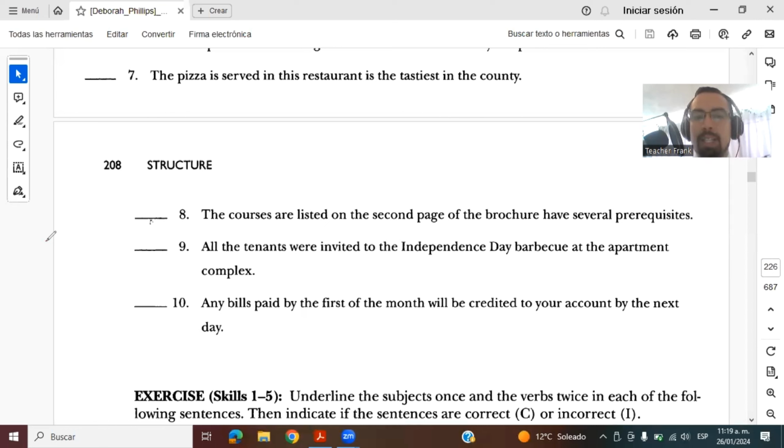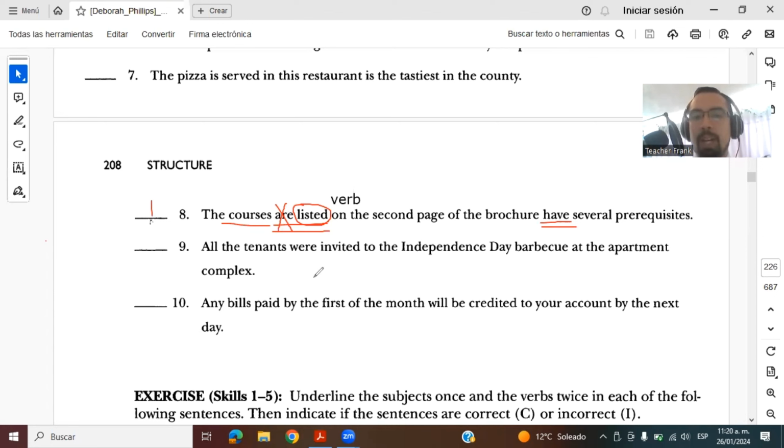Let's look at number 8. The courses are listed on the second page of the brochure, have several prerequisites. So are listed is a verb structure, right? In this case, it has listed, which is a past participle. And since before it, there is a variation of the verb be, it's a verb, right? But there is another verb, right? Which is over here, have. So again, the same problem. We have the subject courses, but it's a double verb problem, so it's incorrect. So in this case, we would have to probably eliminate are, and then it could say the courses listed on the second page of the brochure have several prerequisites, right?